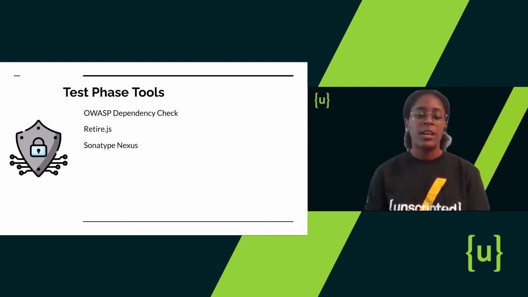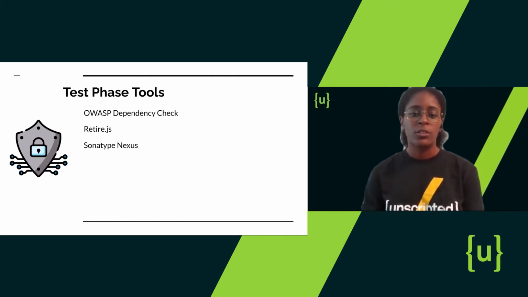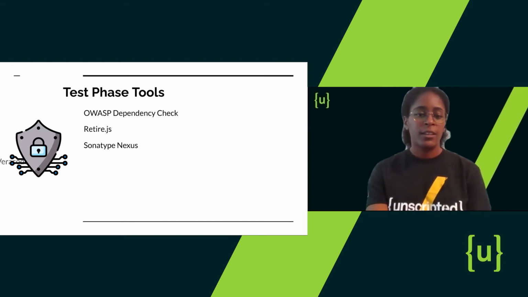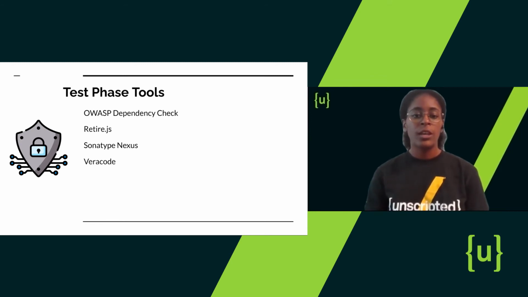Then there's Sonatype Nexus. This is just another test tool that does some really aggressive testing on your artifact to make sure nobody can easily hack it. And Veracode is similar to Sonatype Nexus. These are two enterprise tools, so they have a lot more features to them to make this easier to integrate into your pipeline.